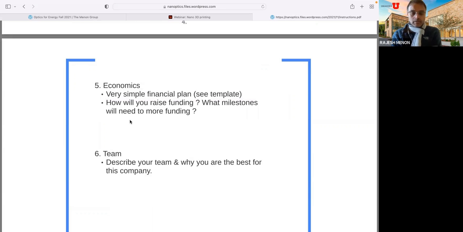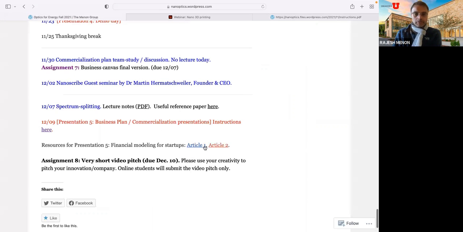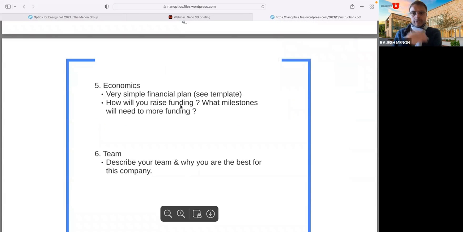Some of you heard this before, but I posted 2 articles here, so make sure you read through them carefully and prepare like an Excel sheet or a Google sheet. This will take some time, so I would plan on spending about an hour on this. If you need some help or feedback from me, I can get on a separate Zoom call to do that later on.